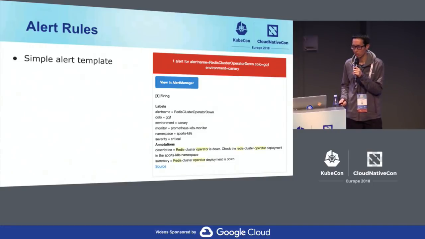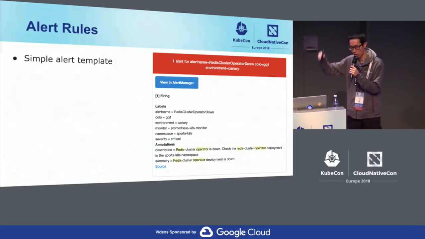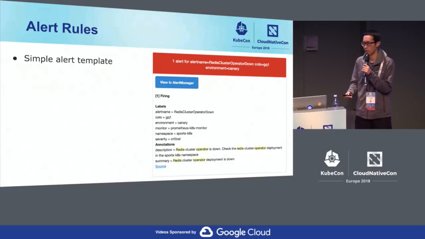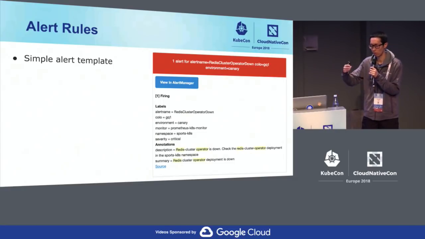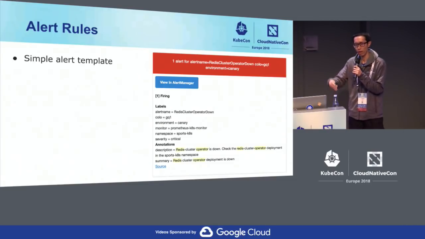So this is the alert template. Basically, if you use the email notification, it's going to be the same as you can see in your email. It lists all the labels, and it also has description, summary. You can add some basic debug steps there, and when you receive this notification, pretty much you have everything to deal with this alert.